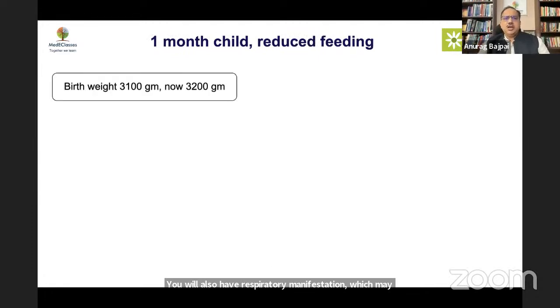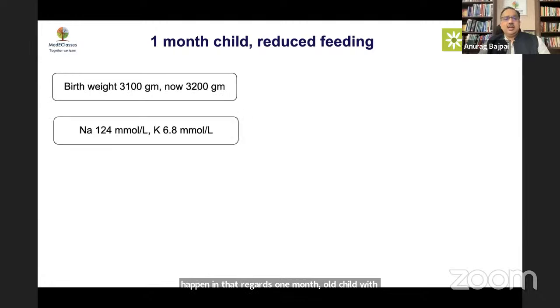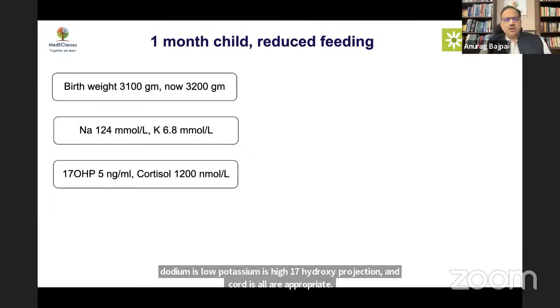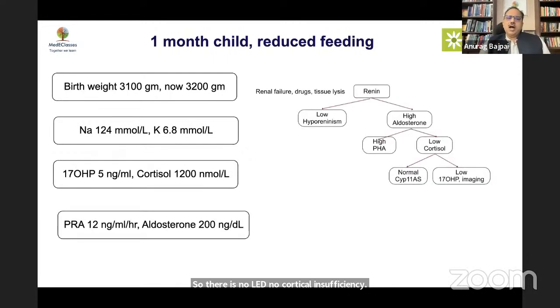1-month-old child with reduced feeding, again not gaining weight. Sodium is low, potassium is high. 17-hydroxyprogesterone and cortisol are appropriate. So there is no adrenocortical insufficiency, and this is the first case we talked about. There is also a high renin and a high aldosterone. So this looks like aldosterone resistance.